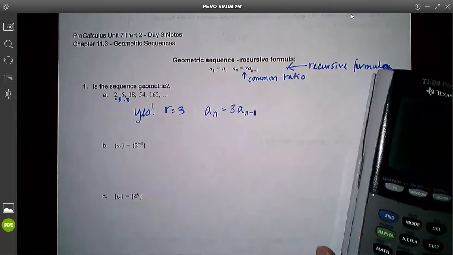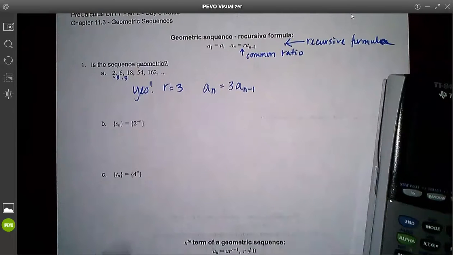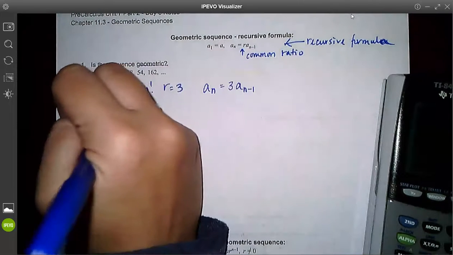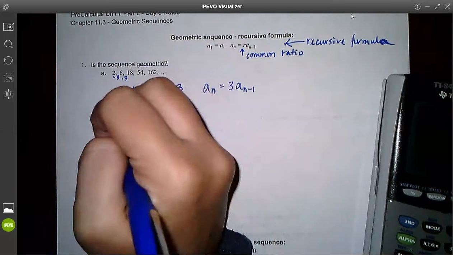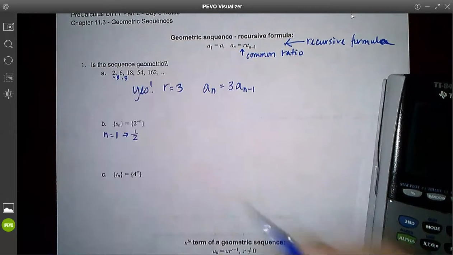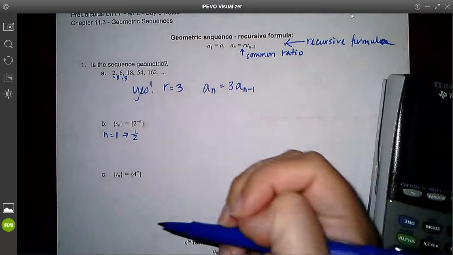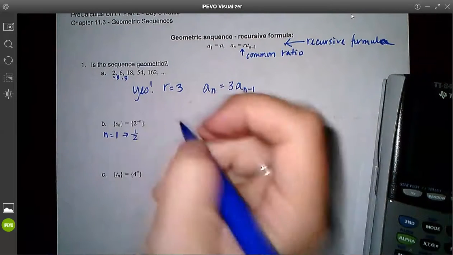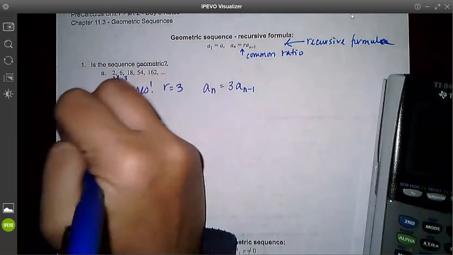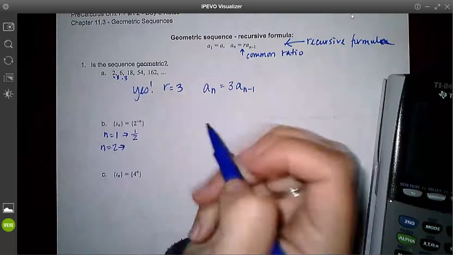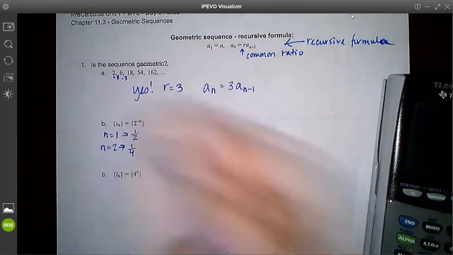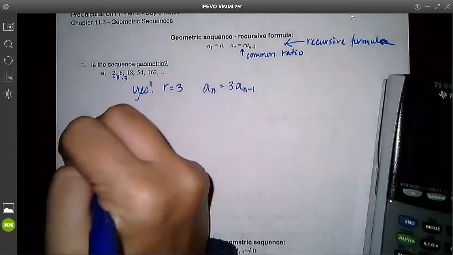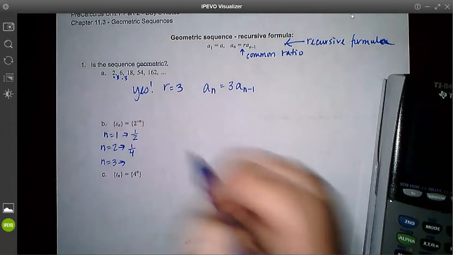This one, I'm going to plug in for n to get some terms. At n equals 1, 2 to the negative first power is 1/2. Negative in the exponent, move it and lose it. It's kind of how that works. Makes it easier for you. N equals 2, that's 1 over 2 squared, or 1 over 4. N equals 3, that's 1 over 2 cubed.